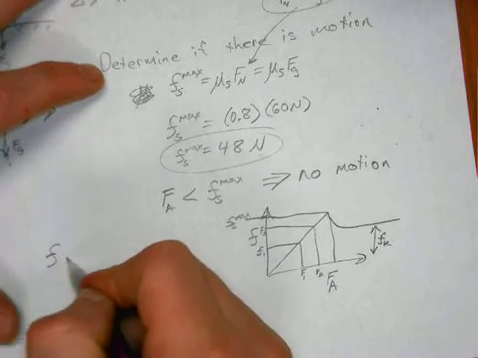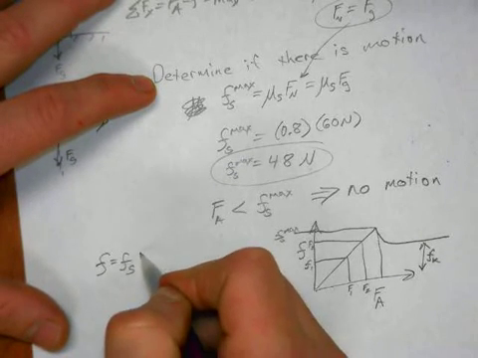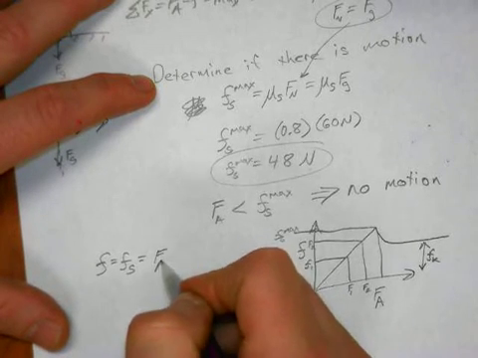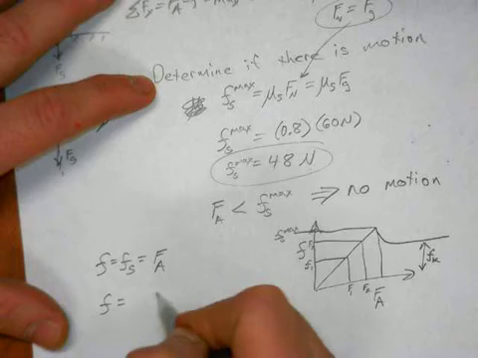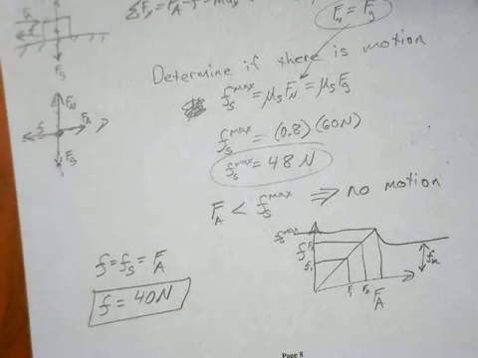So friction equals static friction, but not the maximum static friction. So that is going to just equal Fa. So the force of friction equals 40 newtons. And we have our answer.